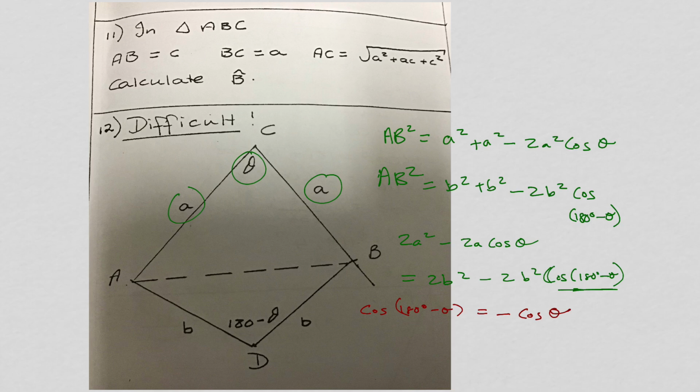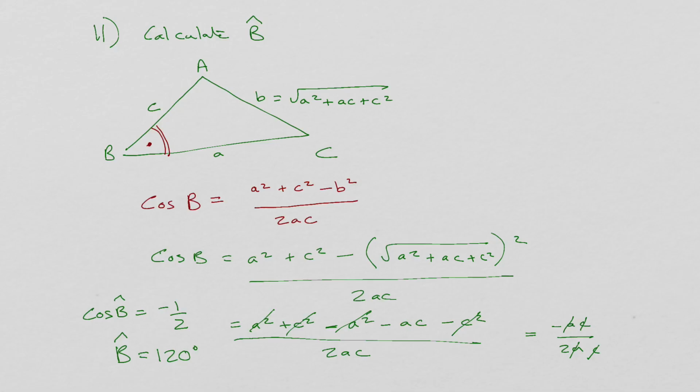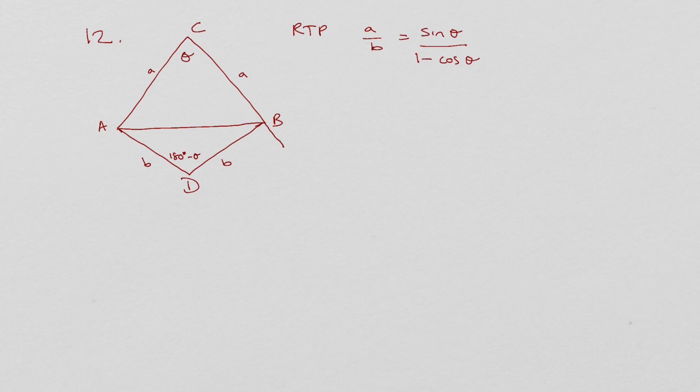And remind me to discuss this with you in class again tomorrow, just so it's a little bit easier. But for right now, we can just believe me and say that that is true. So now we have 2a squared minus 2a cosine theta. So I've got 2a squared minus 2a squared cosine theta is equal to 2b squared minus 2b squared cosine theta. And that is now positive because I've changed it from 180 degrees minus theta to just theta.